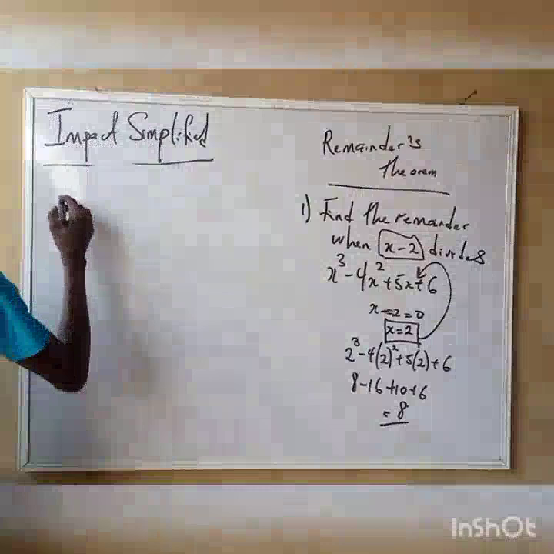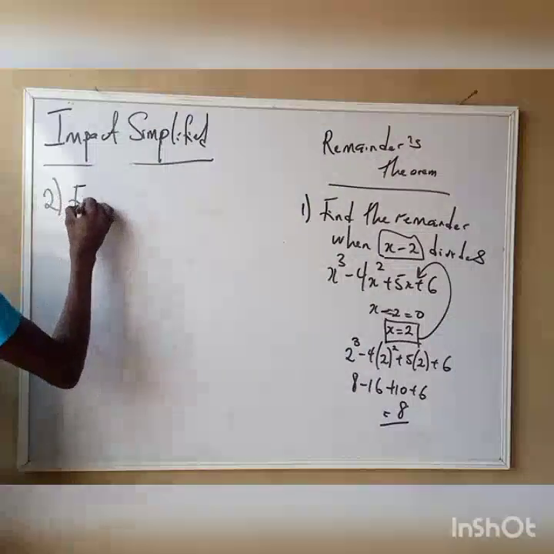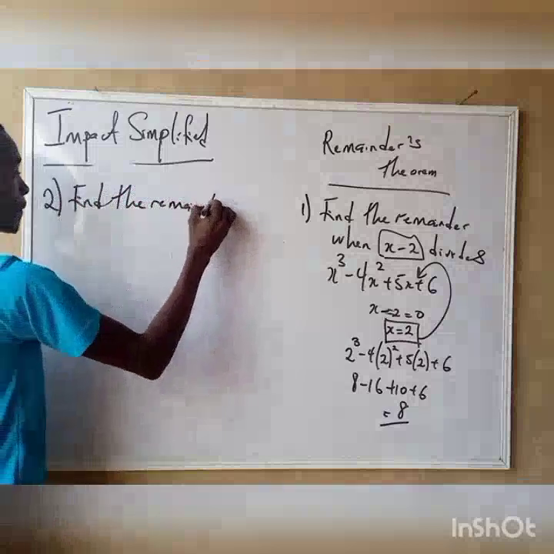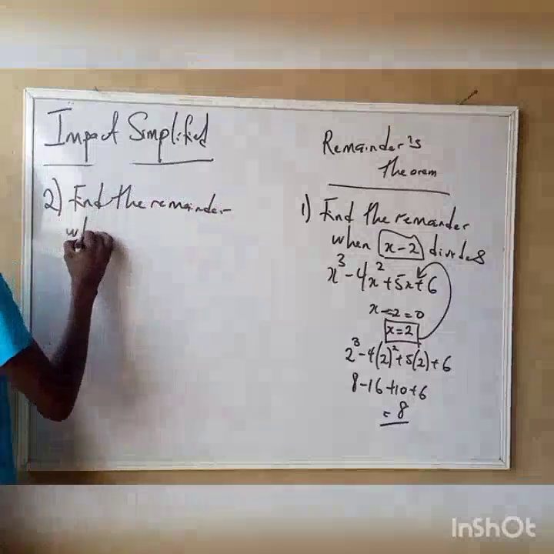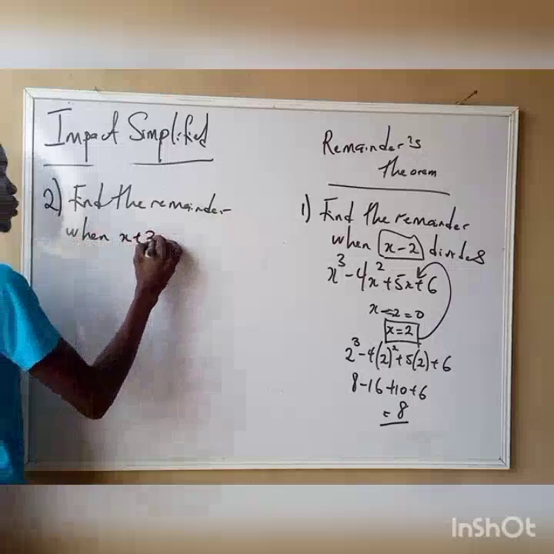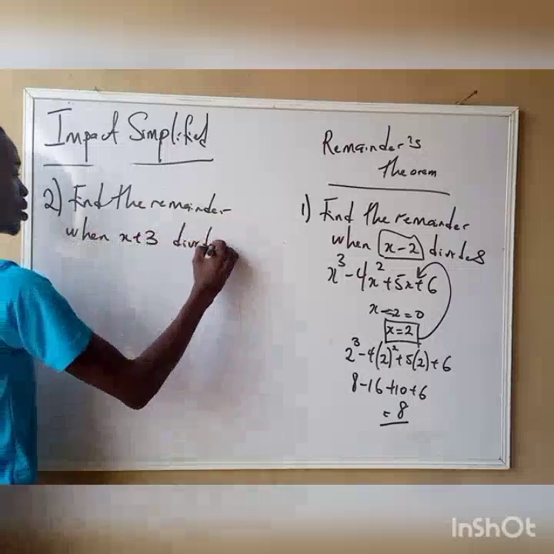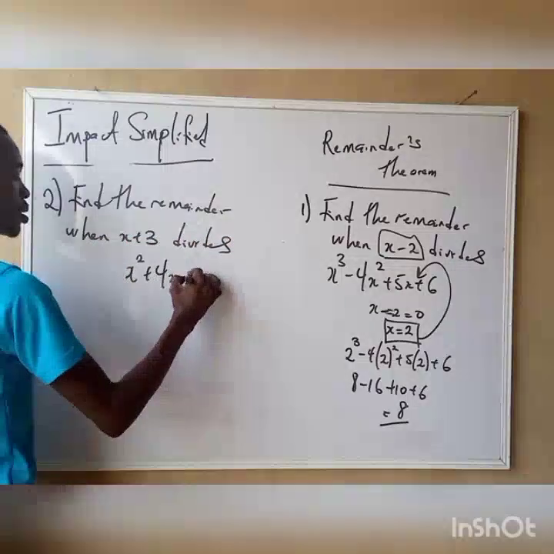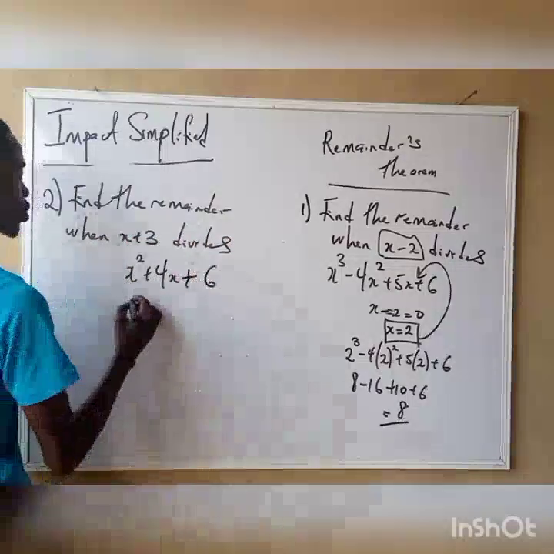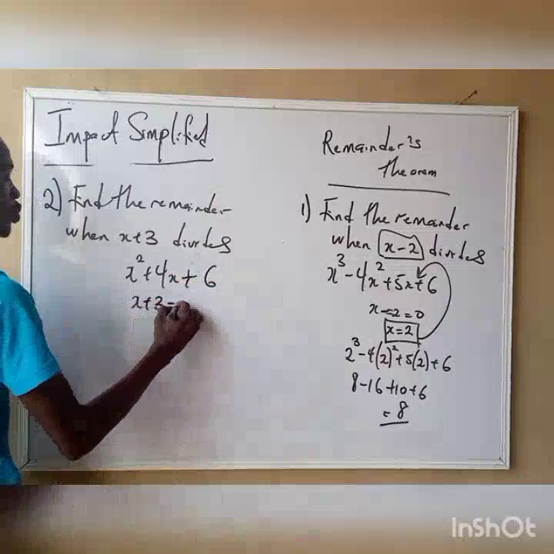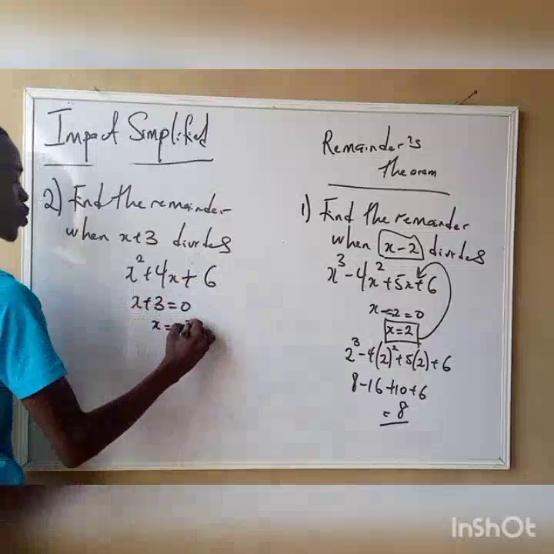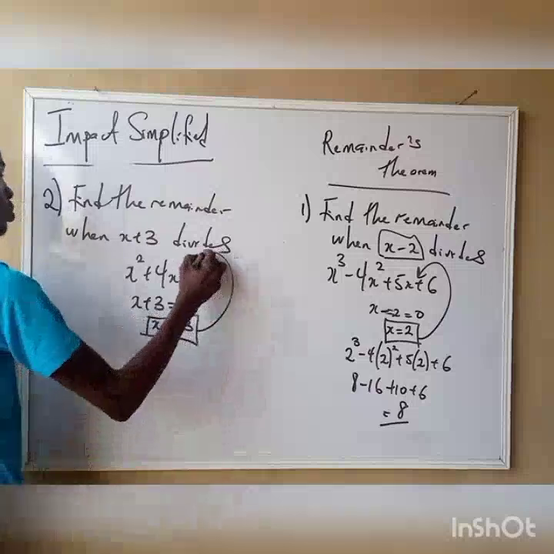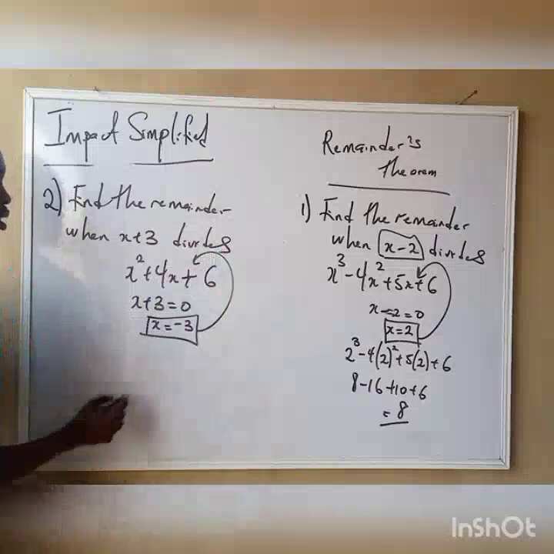Now let's look at the second question. They said we should find the remainder when x plus 3 divides x squared plus 4x plus 6. The same process occurs. That means we are going to equate the linear equation to 0. Your x is equal to minus 3. And then you substitute this x is equal to minus 3 inside this equation.